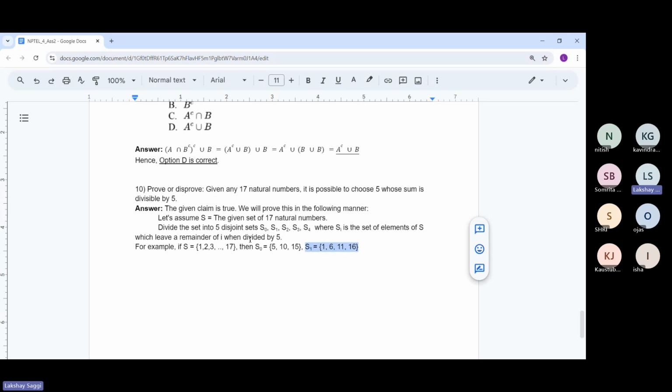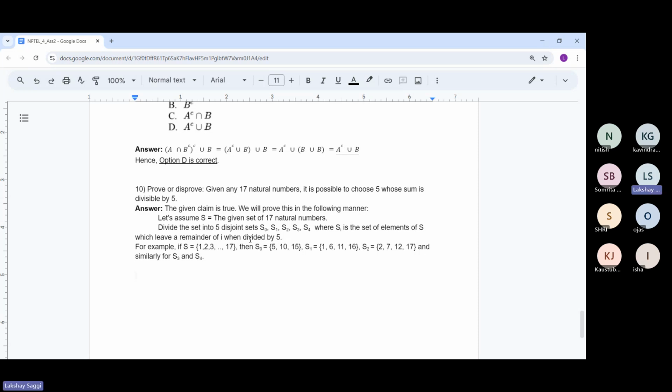And now we move on to S2. S2 will be nothing but 2, 7, 12, and 17. So I hope this is clear to everyone, like what I'm trying to do. I just gave an example, and similarly for S3 and S4, right?